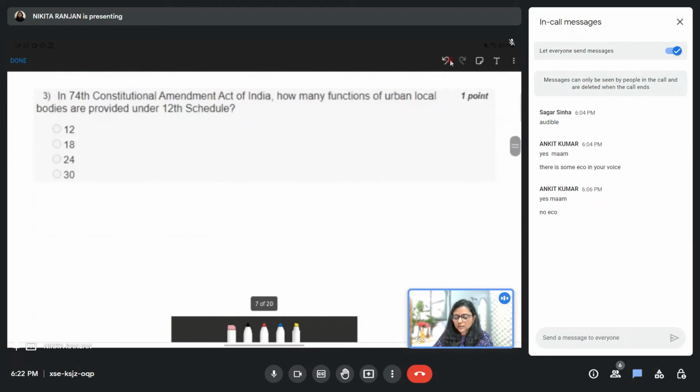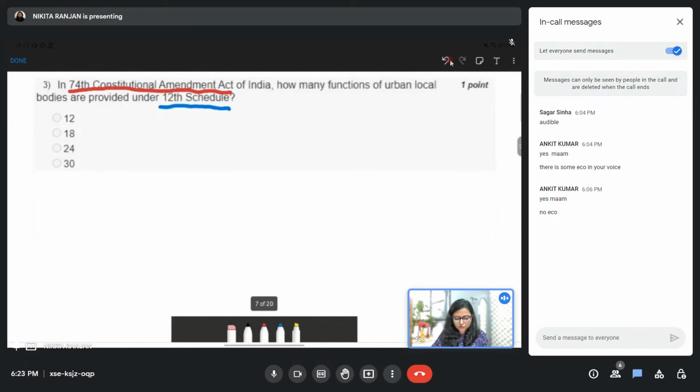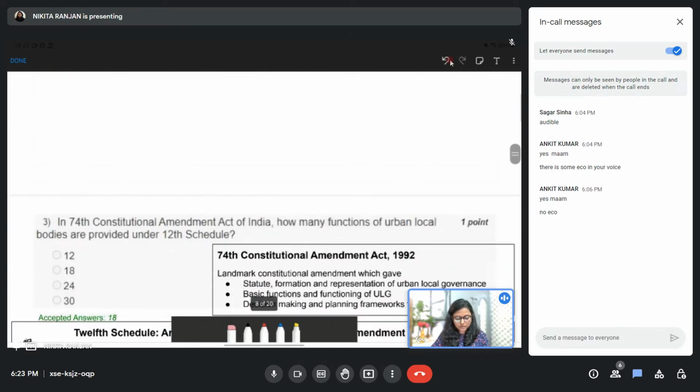The next question is, in the 74th Constitutional Amendment Act of India, how many functions of urban local bodies are provided under the 12th schedule? So a few keywords here. First is the 74th Constitutional Amendment Act. Second, the 12th schedule. In order to answer this question, you need to know what both these terms mean.